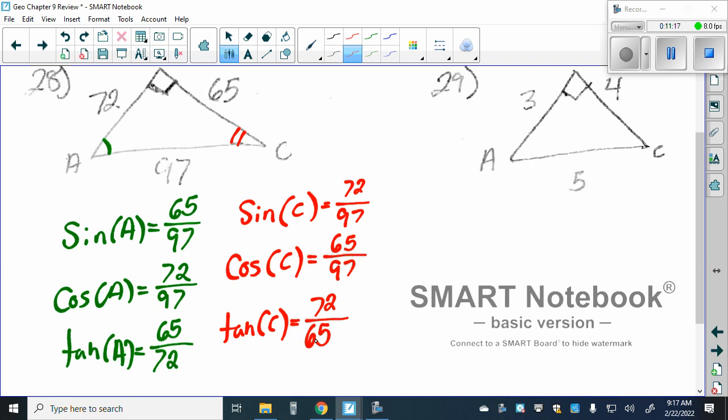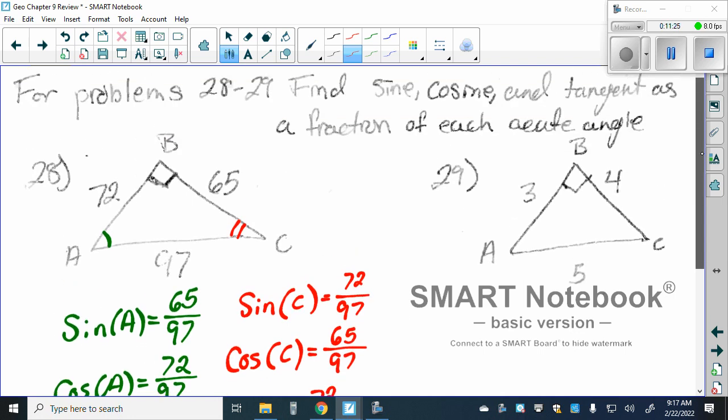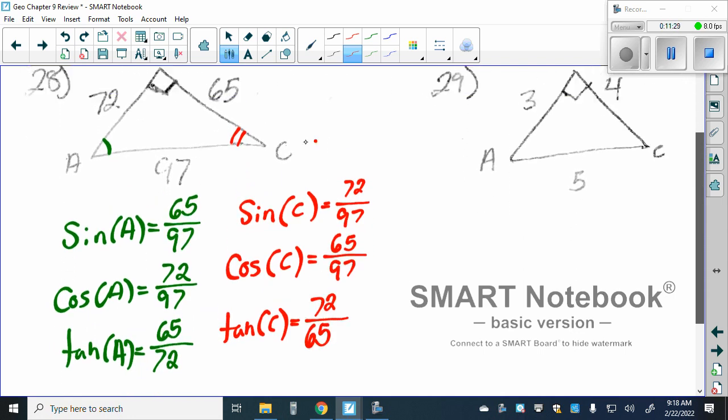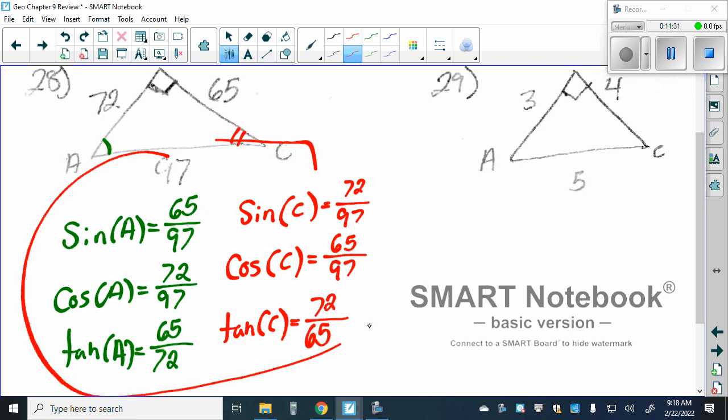And we can leave it like that. Because this here is not asking us to reduce, and it's not asking us to actually find the decimal. So that's it. That's all we have to do. Any other questions on 28 or 29?